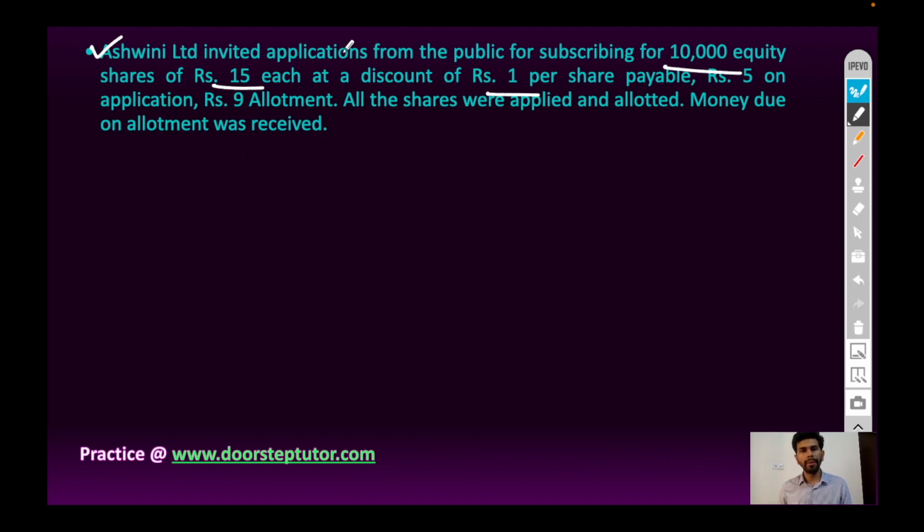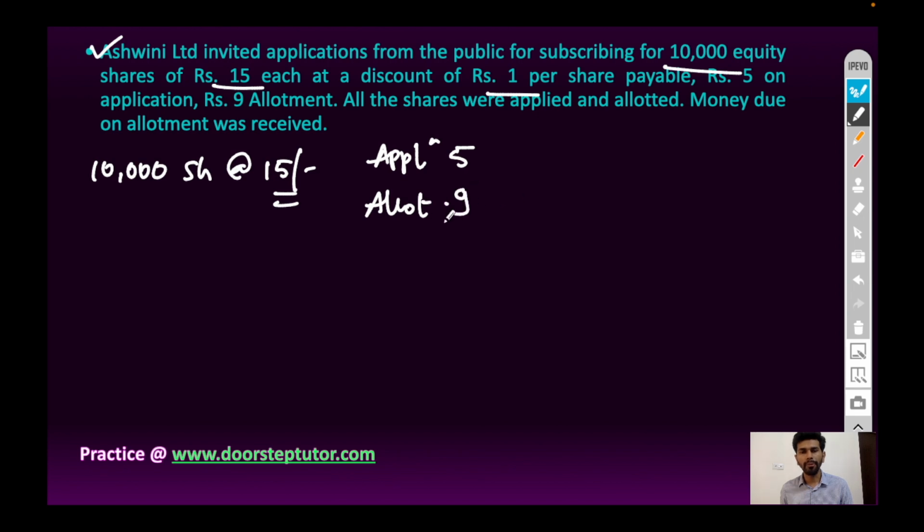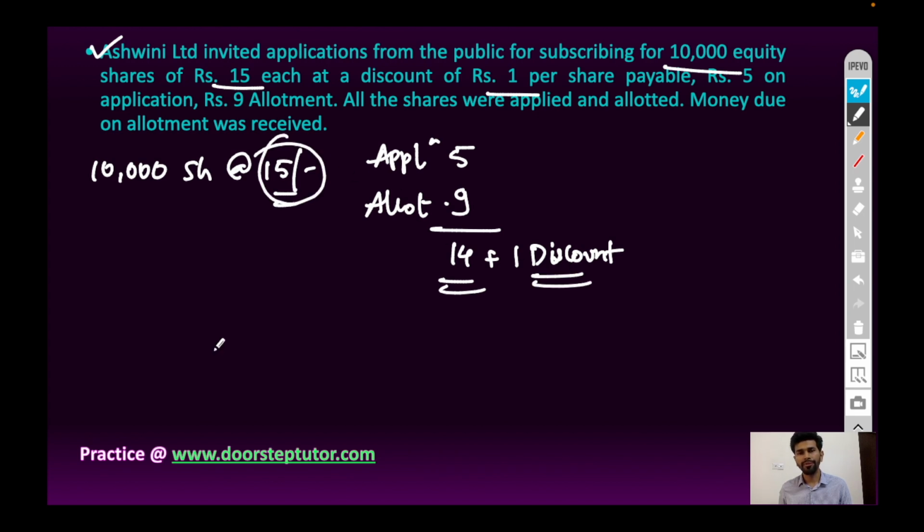Now, Ashwini Limited invited application from the public for 10,000 equity shares of face value 15 rupees each at a discount of 1 rupee. 5 rupees will be payable on application. Application money is 5 rupees and allotment money is 9 rupees. So the total amount will be 14 rupees plus 1 rupee discount. So the total face value is 15 rupees.